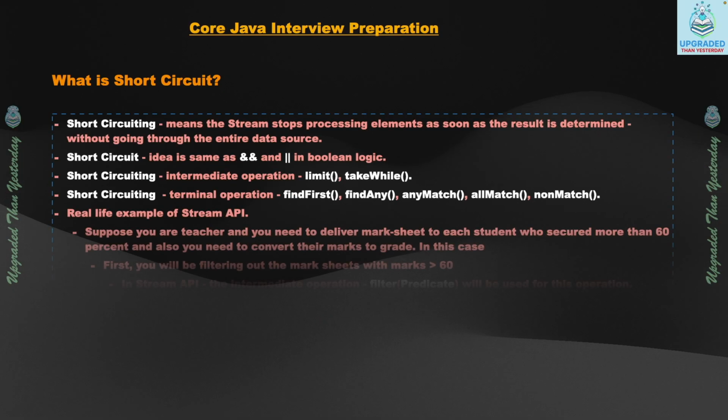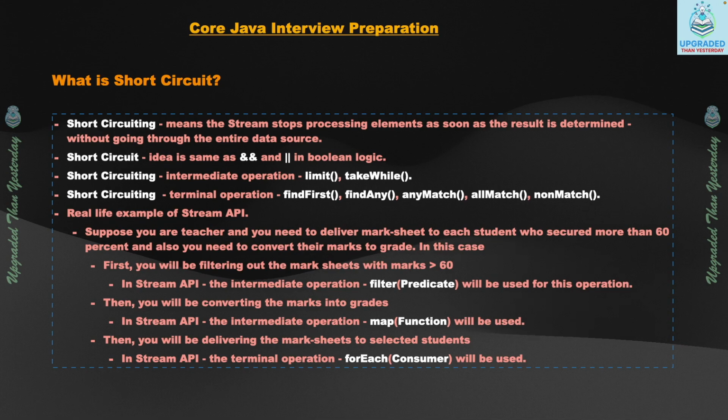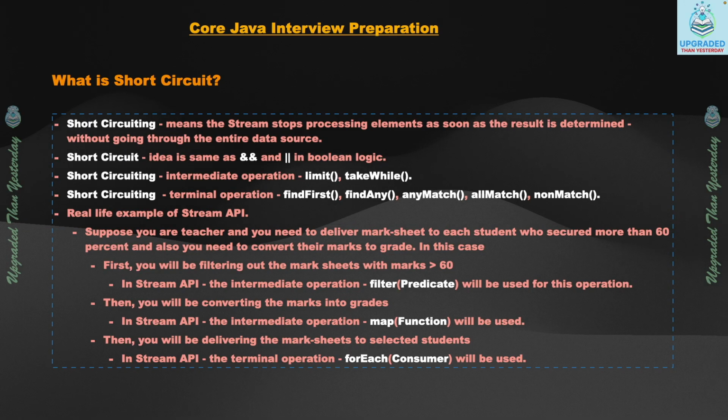We have mentioned the term short circuit. Let's understand what is short circuit. Short circuiting means the stream stops processing as soon as the result is determined. This improves performance as it won't process the entire data source. Intermediate short circuit operations are limit and takeWhile, whereas terminal short circuit operations are findFirst, findAny, anyMatch, allMatch and noneMatch.